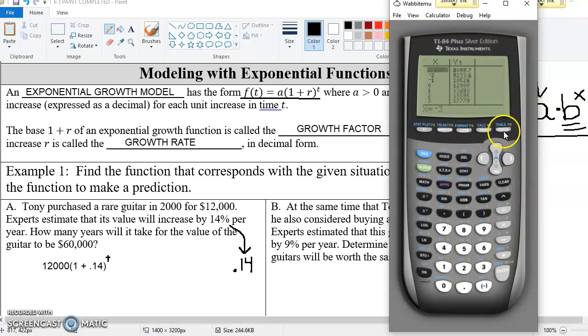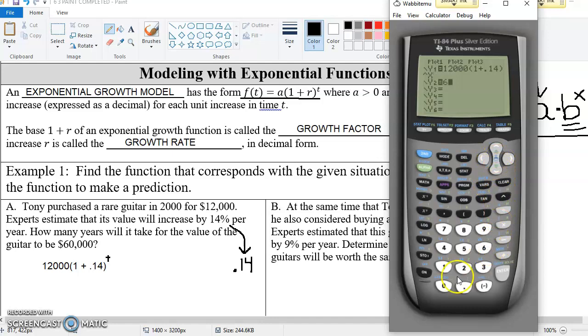And we've already talked about how on these calculators you can go through and follow along on the table. In this case, you could just look and see how many years it's going to take to get there. Looks like it's something between 12 and 13 years to get to that amount.